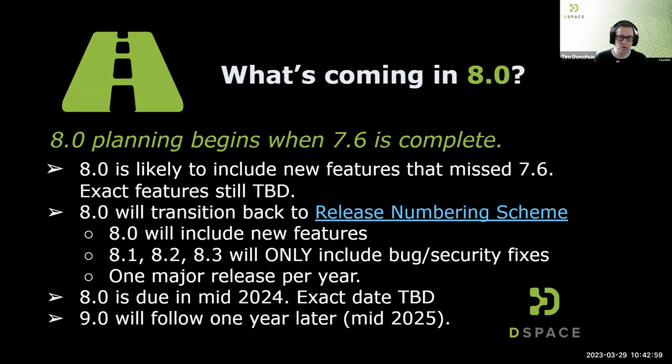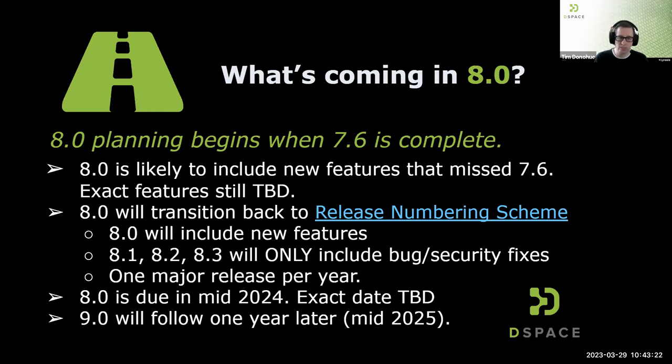And we're going back to the process of one major release per year. And each major release will be supported for essentially 3 years. So 8.0 will come out in mid-2024. We'll have the exact date later this year. 9.0 will follow 1 year later. 10.0 will be 1 year after that. And this brings us back to the old release process.